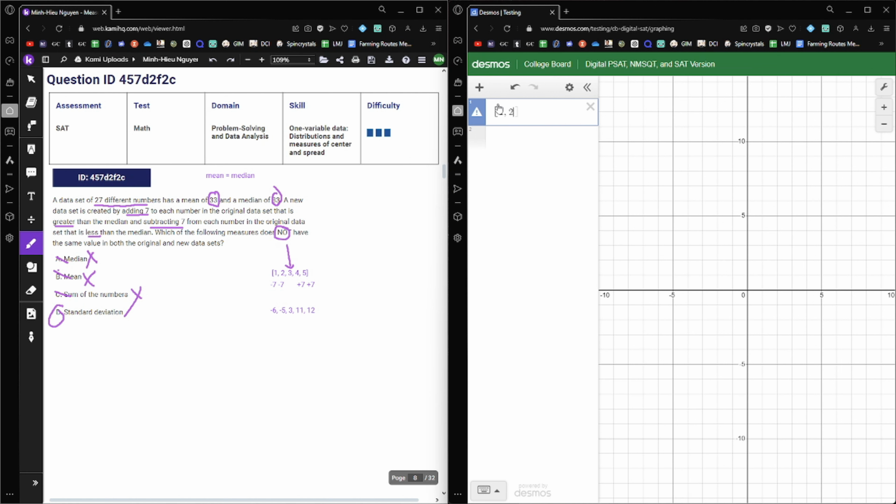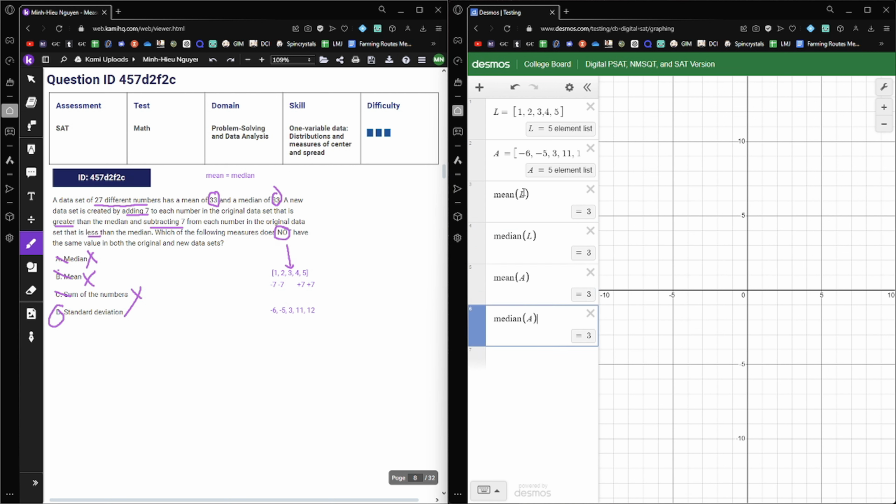So here I have 1, 2, 3, 4, and 5, which is my original list. Then I have my altered list, which is -6, -5, 3, 11, and 12. Oops, I forgot to name these. Hold on. L equals, and then A equals. Now I'm gonna find the mean of L and the median of L. Then I'm gonna find the mean of A and the median of A. And as you can see, they're the same. So that will get rid of A and B.